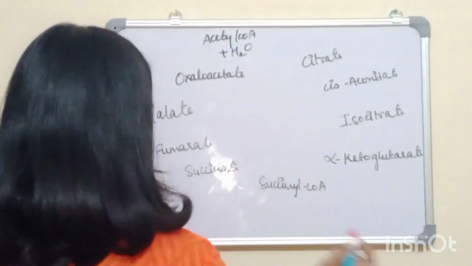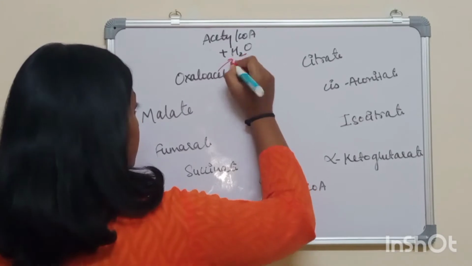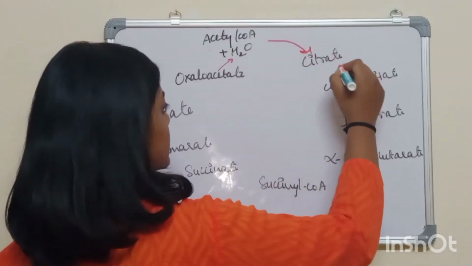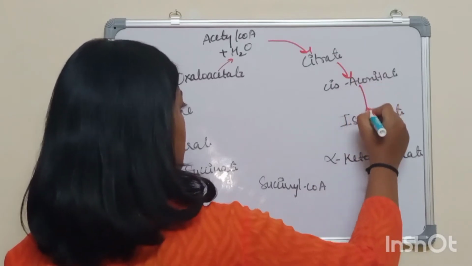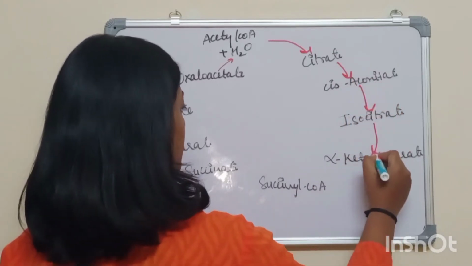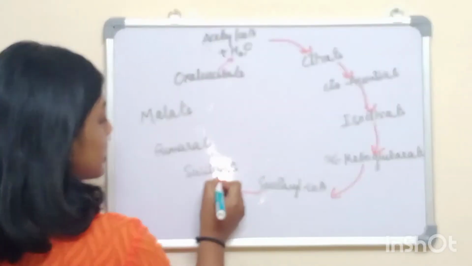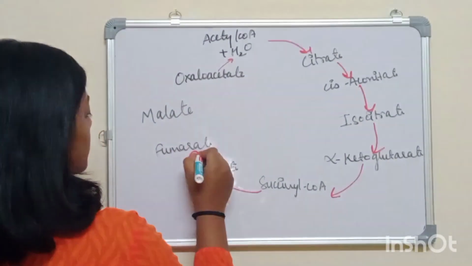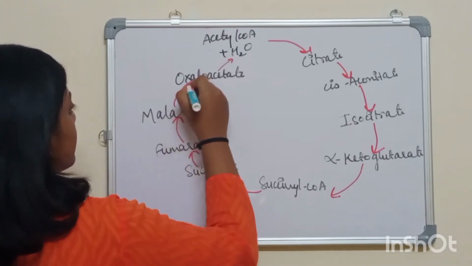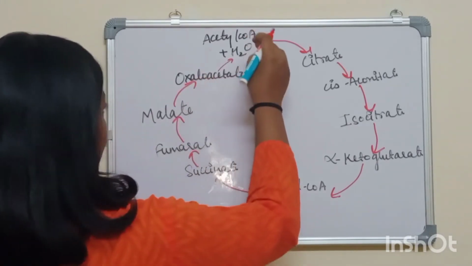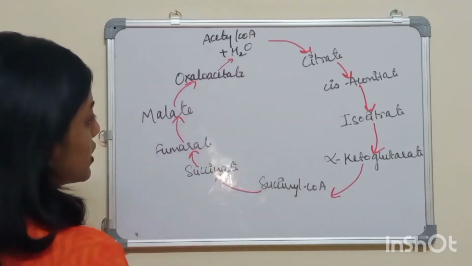So this is the cycle. Oxaloacetate combines with acetyl CoA and water to form citrate. Citrate then forms cis-aconitate. Cis-aconitate forms isocitrate. Isocitrate forms alpha ketoglutarate. Alpha ketoglutarate forms succinyl CoA. Succinyl CoA forms succinate. Succinate forms fumarate. Fumarate forms malate, and malate forms oxaloacetate. So oxaloacetate combines with acetyl CoA and water to produce citrate.